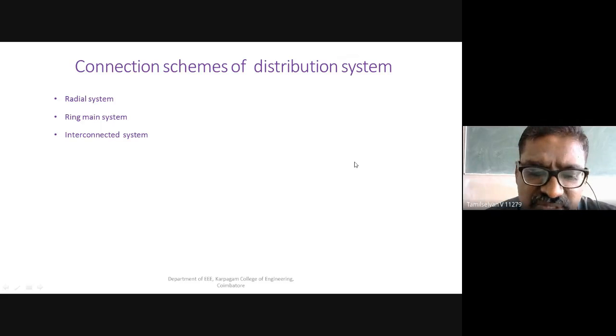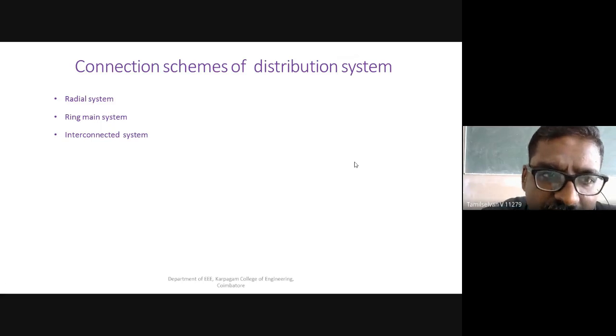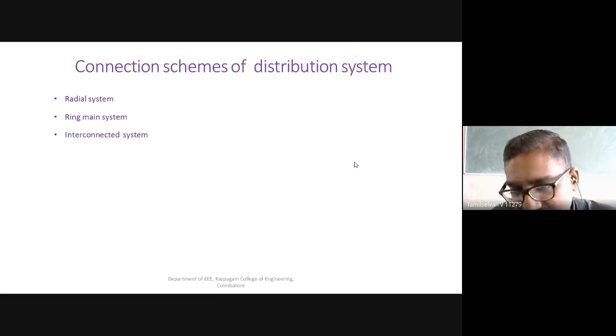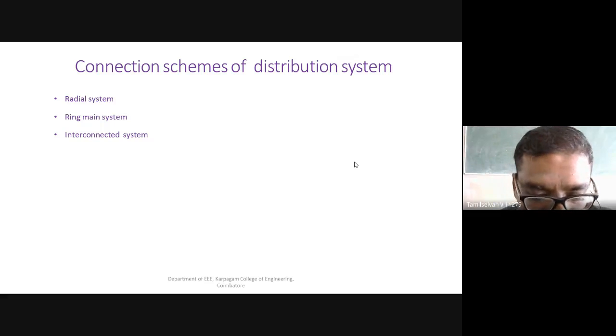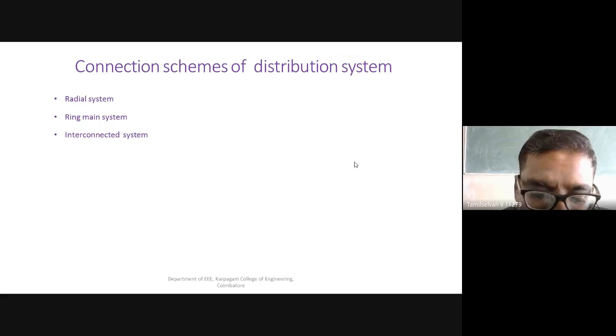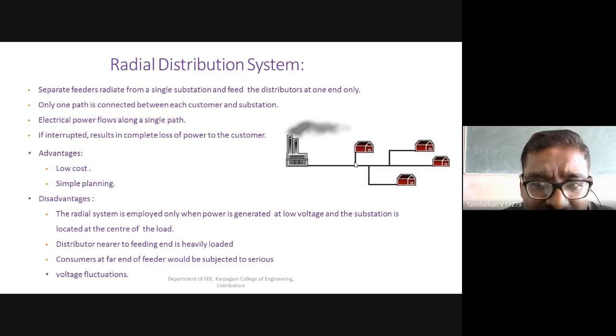When it comes to the scheme of connections, the scheme of connection may be a radial system, or ring main system, which is also called a loop system. And the third thing is the interconnected system. Now we'll see individually what a radial system, ring main system, and interconnected system are, because the scheme of connection of the distribution system is very, very important. So what is the radial system? Remember, the name itself shows it is radial. It means a separate feeder will radiate from a single substation.